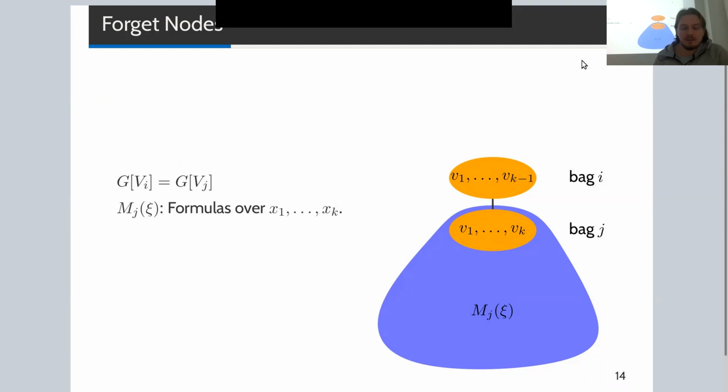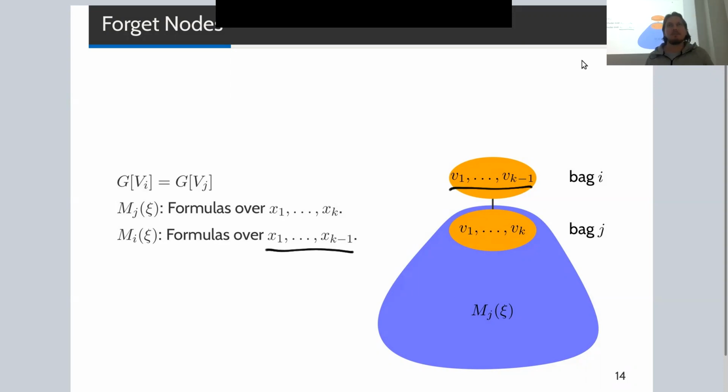What we have already is the record on J, which are formulas with the variables x1 to xk that are evaluated on v1 to vk. And what we want is to forget the vertex vk. So we want formulas over x1 to xk minus 1 that are evaluated on v1 to vk minus 1. But what we want is a subset of what we have. So if we know the formulas on x1 to xk, then in particular, we also know the truth values of the formulas on one variable less.